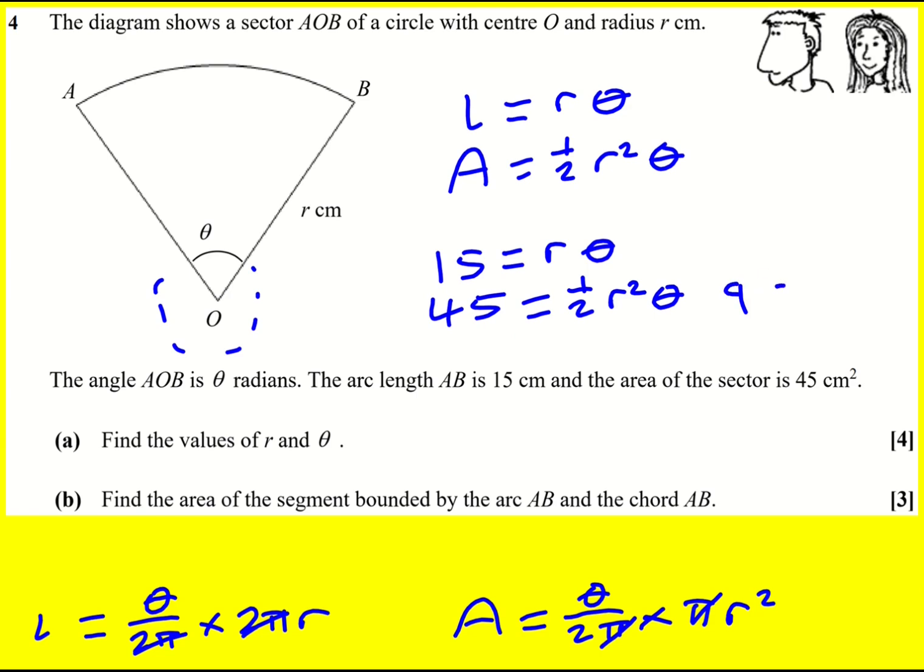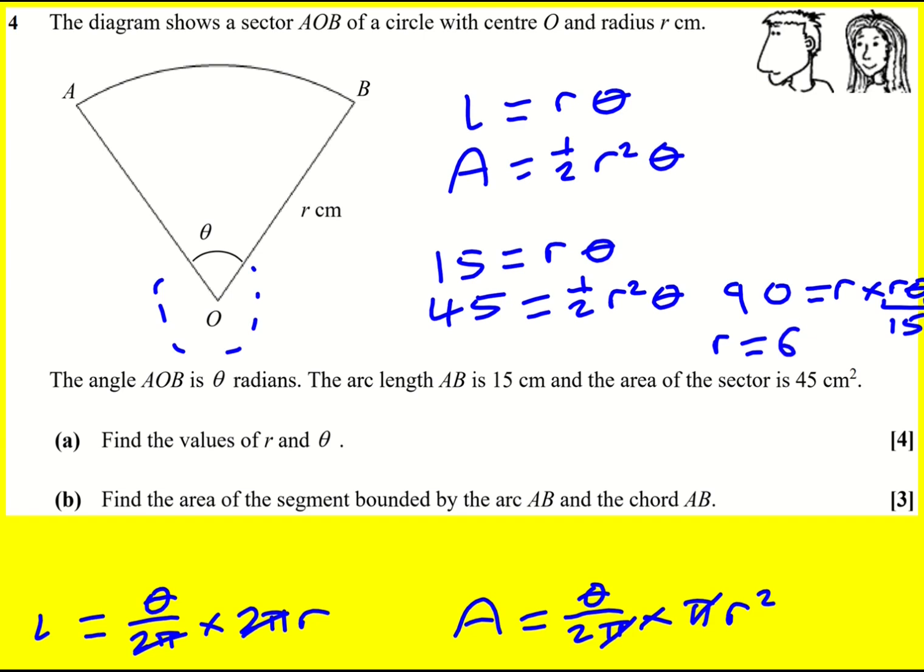So I'm going to get 90 equals r squared theta, which I could write as r times r theta, because now I can basically substitute in for r theta. This bit here is 15. Of course, you could just make r the subject, substitute that in, and it'll cancel out. But if you can spot to just replace r theta, it seems to be a little bit quicker. So r is going to be 90 divided by 15, which is 6.